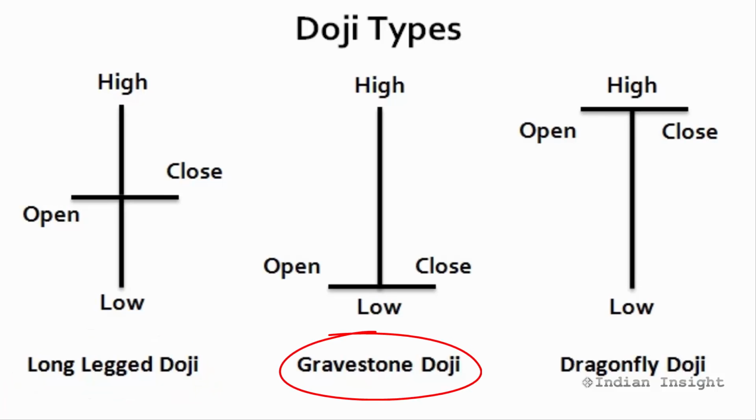Second, you have the gravestone Doji, which has a long upper shadow and no lower shadow. Now, the longer the upper shadow, the more bearish the implication, since the prices failed to close away from the opening price in spite of trading much higher for the entire period.